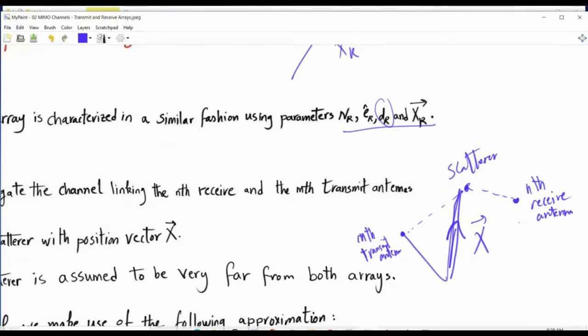Okay, so we want to study this thing. So the signal will go from the transmit antenna, but the antenna will radiate the signal in, perhaps if it's omnidirectional, over the whole upper hemisphere, and then part of the signal will go and hit the scatterer, and then part of the scattered signal will go in the direction of the nth receive antenna, like this. Okay, so what is this channel?